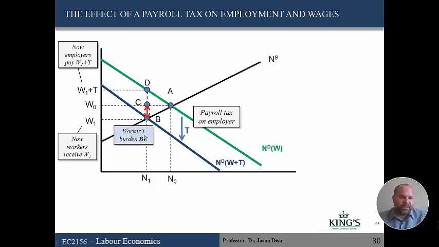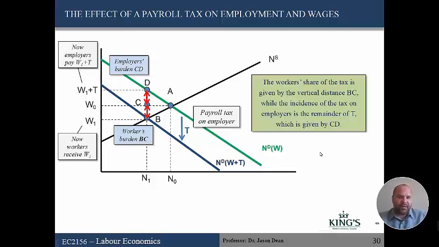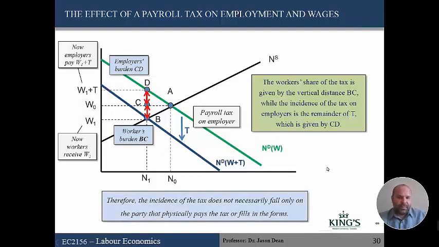Okay, so this is the workers' burden, BC. They used to get W0, now they're going to get W1. And the employer's burden is CD. They used to only have to pay W0, now they have to pay W1 plus T. And again, this vertical distance is the amount of the tax. Okay, so it doesn't necessarily fall on the party that the tax is implemented on.